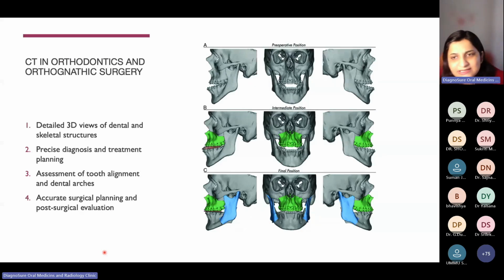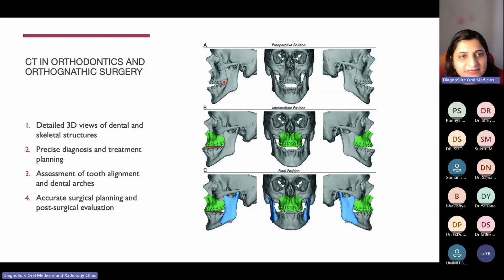CT imaging plays a critical role in orthodontics and orthognathic surgery as well. With 3D evaluation, we can help determine the treatment plan and help the patient to visualize what will be the preoperative position, what will be the intermediate position, and what will be the final position.